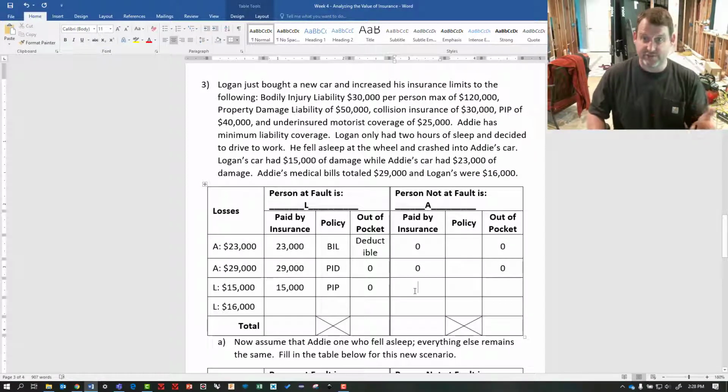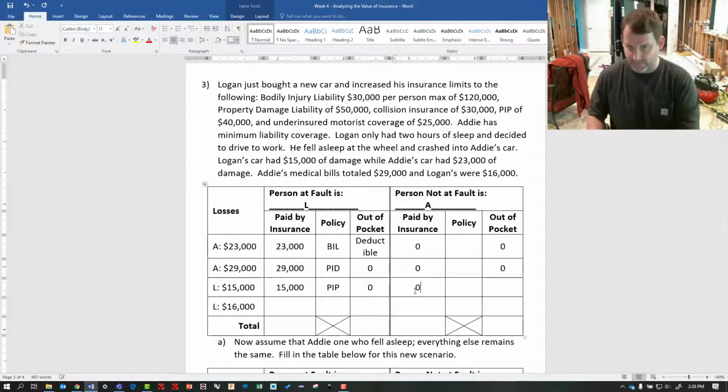And then Addie, because she's not at fault, does not pay for his medical bills at all. She won't pay for his vehicle at all, so that's going to be $0. She's going to walk away from this thing, not owing anything, which is kind of cool.